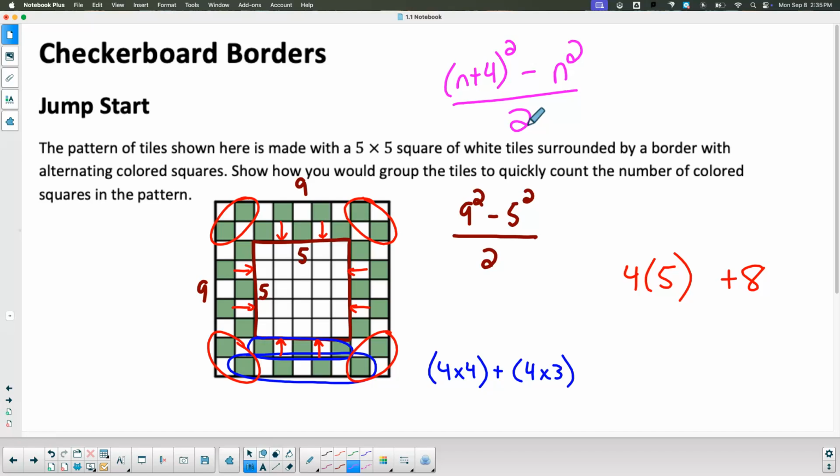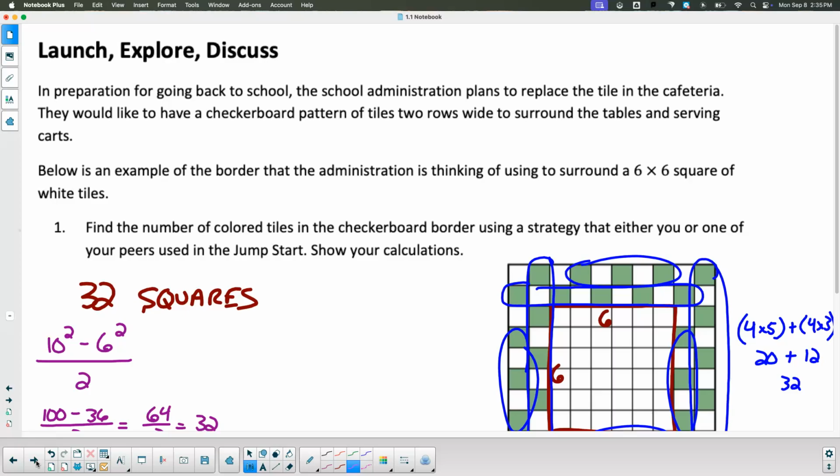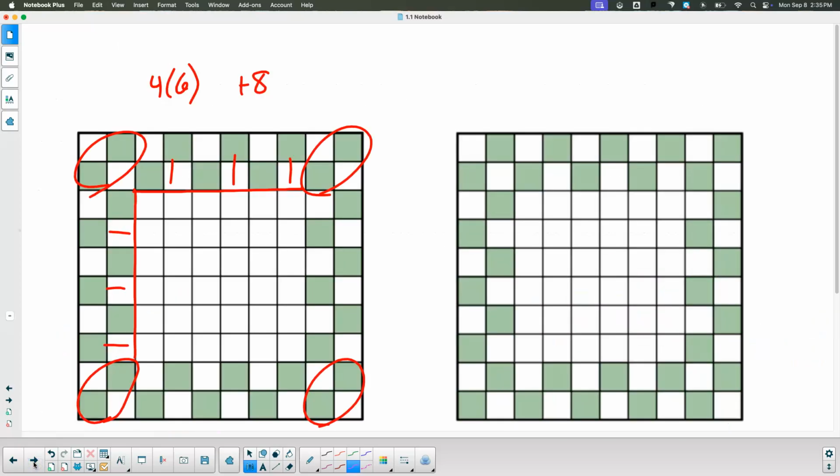Okay, let's fast forward to this one now. Following that same pattern, now this is our 6 by 6. How wide is this one? It was 10, right? Because it was 6 by 6 in the middle. So that would still be n plus 4. We still got to take out the 6 in the middle, and we still divide by 2, right? Yes. So it works on that one.